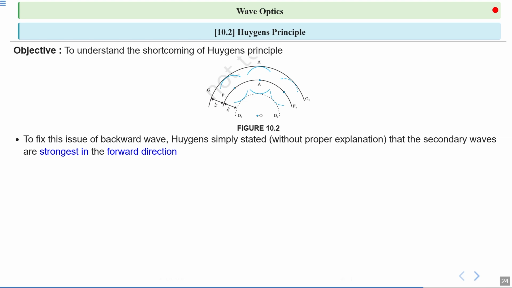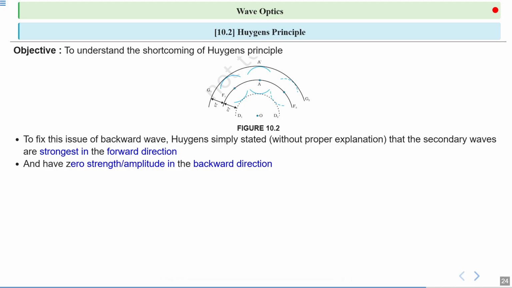To fix this issue of the backward wave, Huygens simply stated without proper explanation that the secondary waves are strongest in the forward direction. According to Huygens principle, wavefronts are moving in both directions, forward and backward. But wave propagation is only in one direction. A wave cannot propagate in two directions simultaneously. But Huygens stated without any proper explanation that secondary waves are strongest in the forward direction only. This was his way of explaining why we don't observe backward waves.